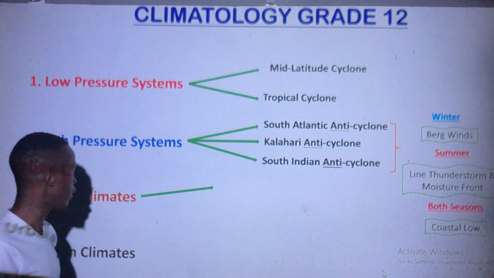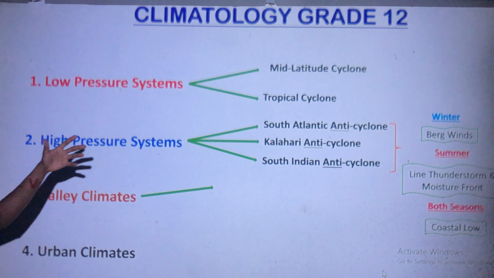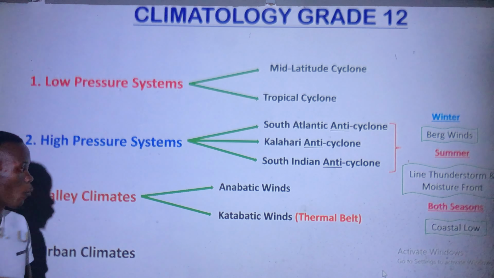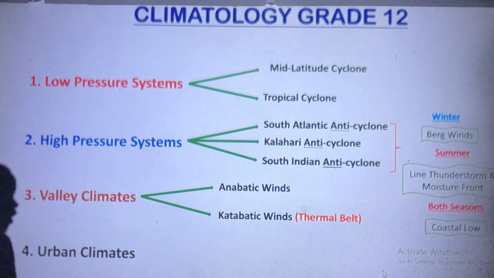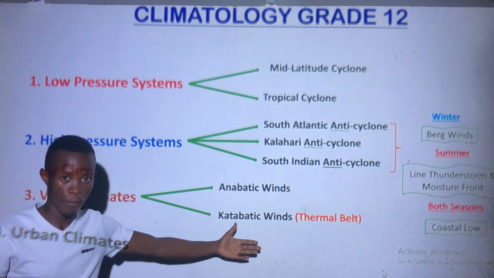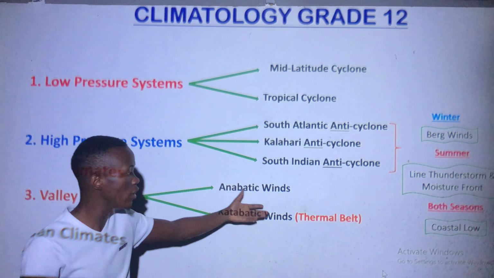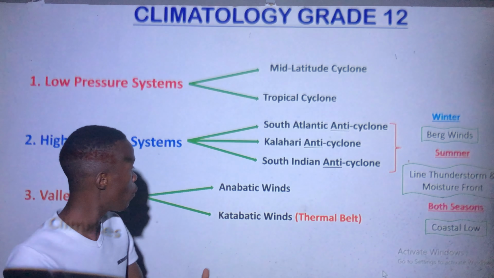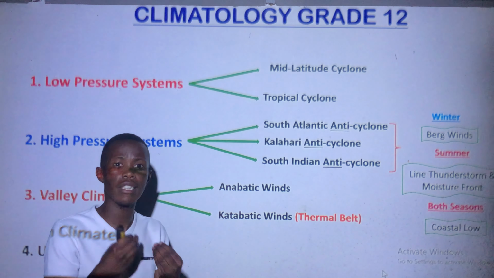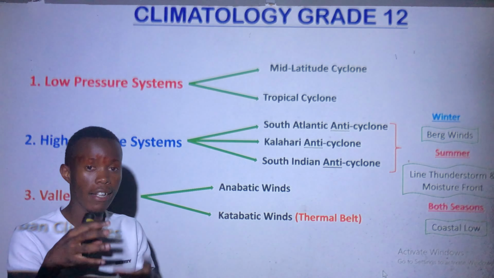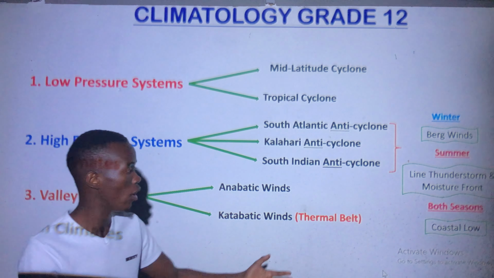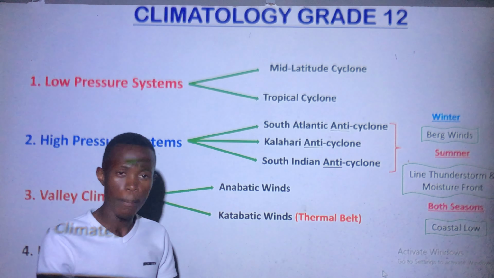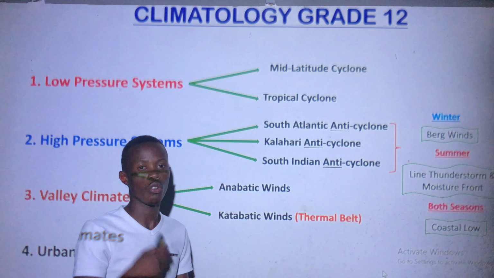Now, moving to the next topic, which is topic number 3, valley climates. Valley climates will introduce us to two types of winds, the anabatic winds and the katabatic winds. The anabatic winds are winds that occur during the day in a valley, and the katabatic winds are winds that occur at night. These winds are associated with something called a thermal belt. We'll also be looking at what exactly the thermal belt, anabatic and katabatic winds are, so do not worry about that.